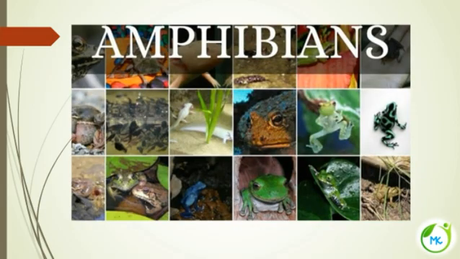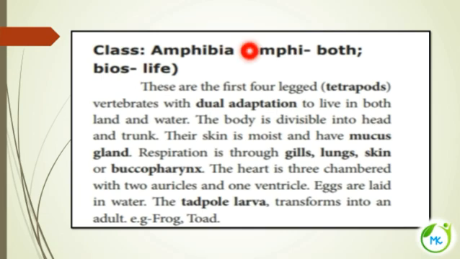And the next class we are going to see is amphibians. The term amphi refers to both and bios meaning life. Those organisms which have dual adaptation, that is to live both on land and in water, are referred to as amphibians. They are the first four-legged vertebrates. That's why they belong to the category called tetrapod. Tetra meaning four, pod meaning feet. Since it has four legs, it belongs to tetrapod.